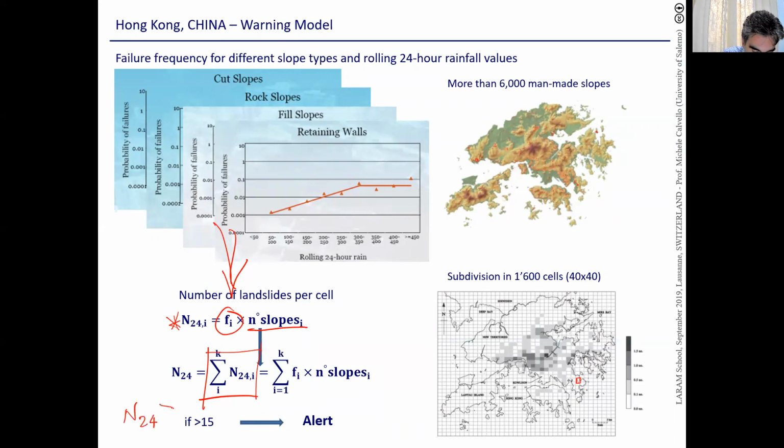that is bigger than, you just check this with respect to the number 15, at least that was in the latest version of the model, then you have an alert. Otherwise, you don't have an alert. So this is the warning model. This is how the alert is issued. It's a computation based on this scheme that I just highlighted for you.